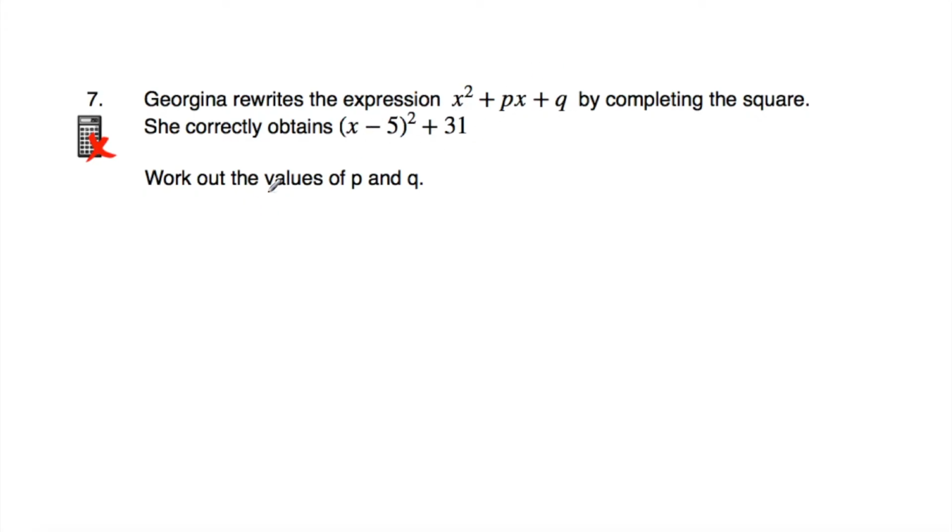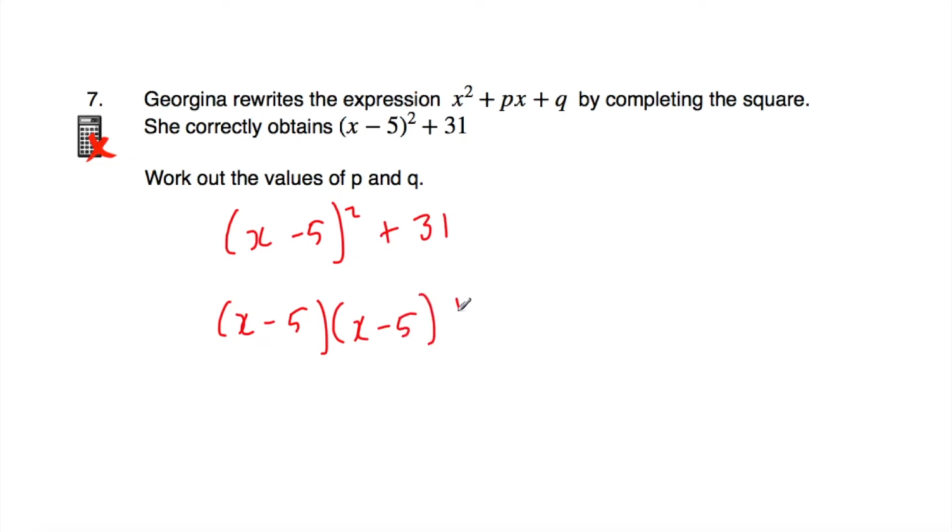So let's just expand this. So instead of it being (x - 5)² + 31, I'm going to write the bracket beside itself, because when you're squaring a bracket, you're multiplying it by itself. So (x - 5)(x - 5), and then we've got our plus 31. Now let's expand our brackets.